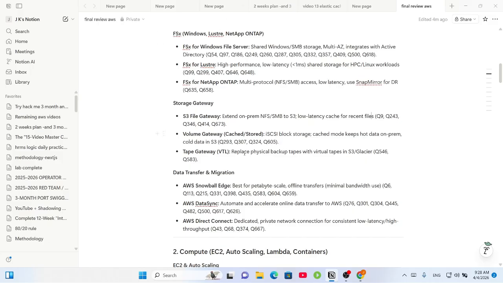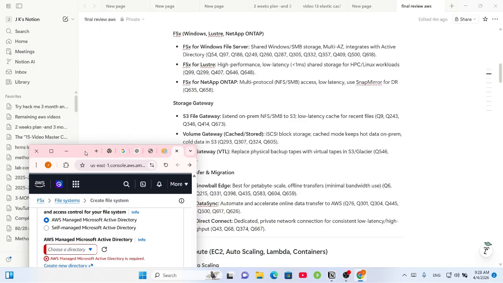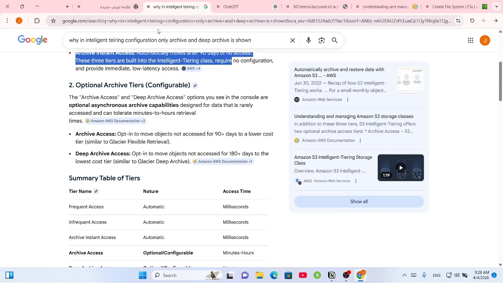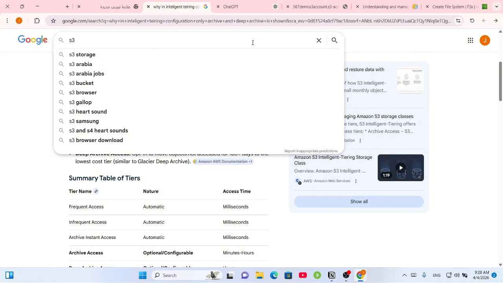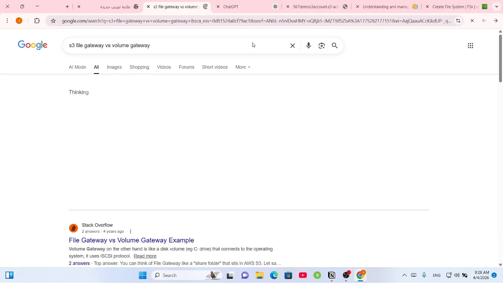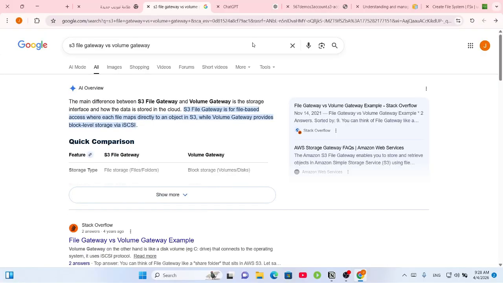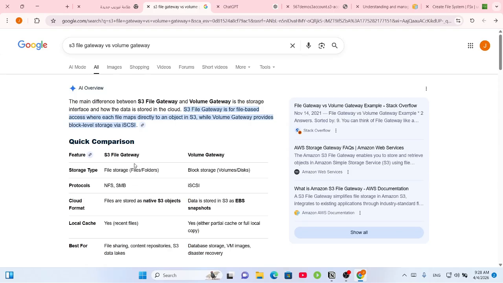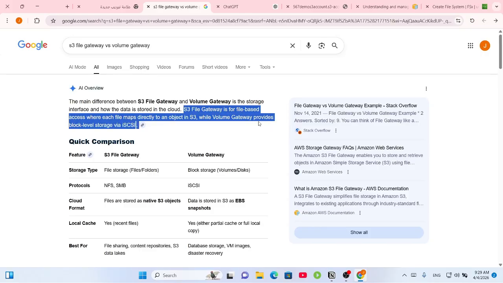But I don't want to skip through it, so I prefer if we go ahead and compare it one time, just so we can see. We have to know the difference between S3 File Gateway versus Volume Gateway. Tape Gateway we already know. The main difference is the storage interface and how data is stored in the cloud. S3 File Gateway is for file-based access, where each file maps directly to an object in S3, while Volume Gateway provides block-level storage via iSCSI.